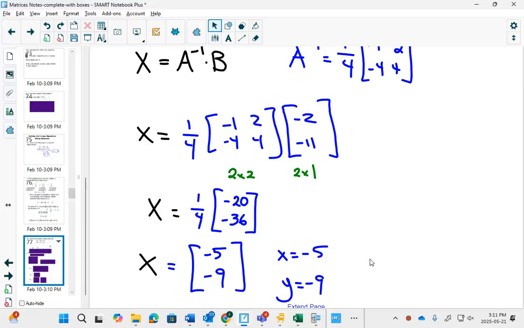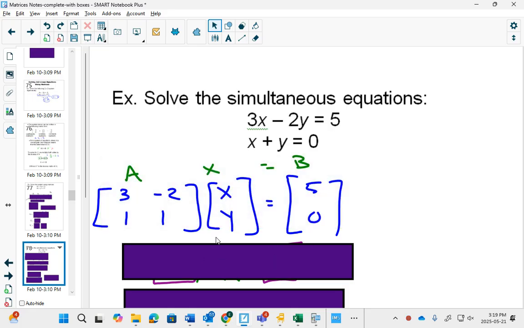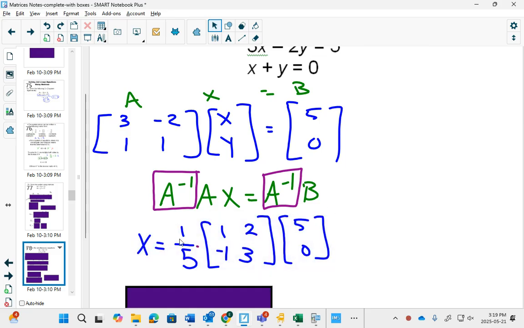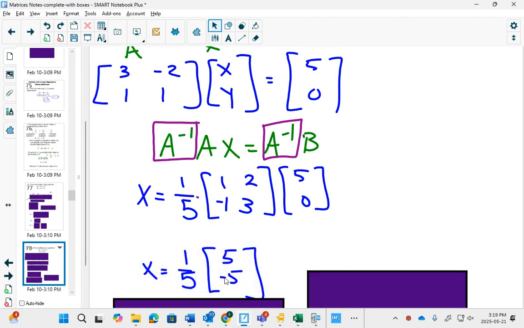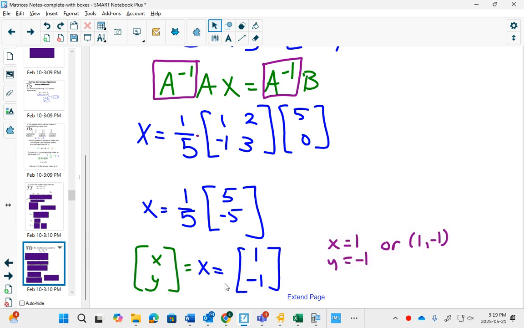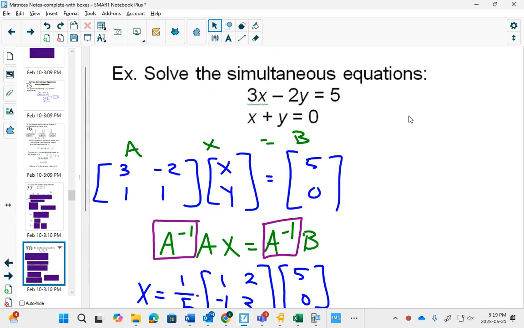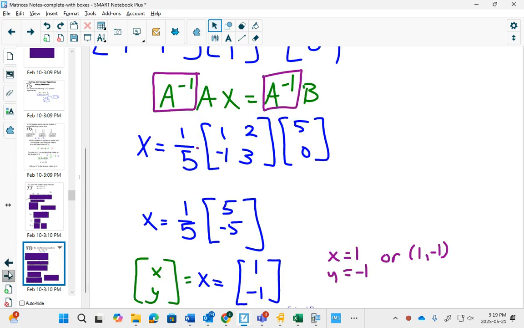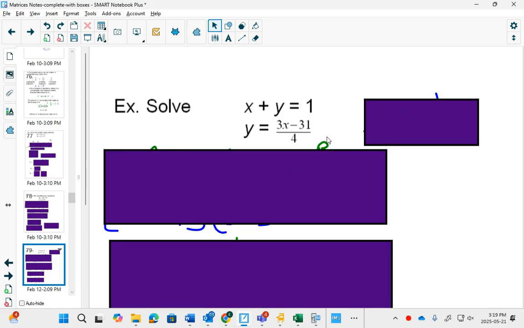So I'd like you to try the next two on your own. I'll put up an answer. All right, how did you do on the second one? Did you find your inverse to be 1/5 of 1, 2, negative 1, 3? And then when you multiplied, you got 1/5 of 5, negative 5, which means your x value is 1 and your y value is negative 1. Of course, if you solve this via your old techniques, it probably would still be quicker, right? That's okay. But it's kind of cool how this inverse thing is working, application-wise. And here's your last one.